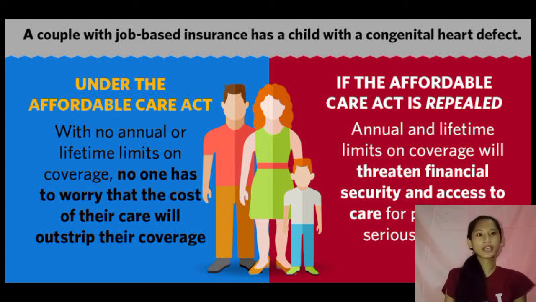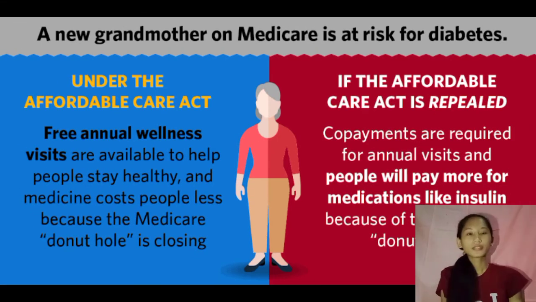the health disparities? For instance, a couple with job-based insurance has a child with congenital heart defect. So, under the Affordable Care Act, with no annual or lifetime limits on coverage, the couple does not have to worry that the cost of their care will outstrip their coverage. Now, if the Affordable Care Act is repealed, annual and lifetime limits on coverage will threaten financial security and access to care for people with serious illnesses.